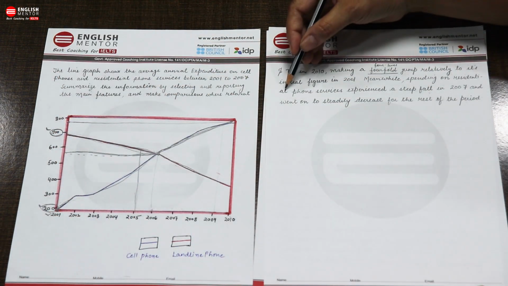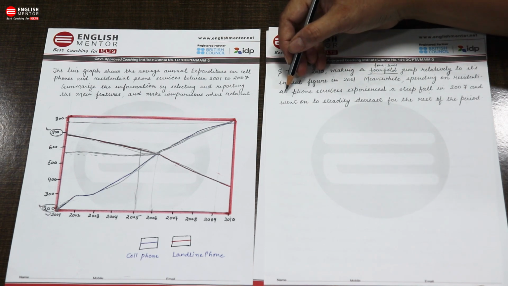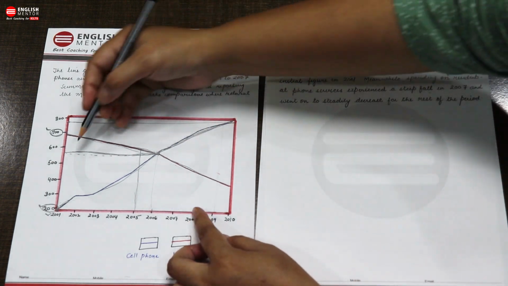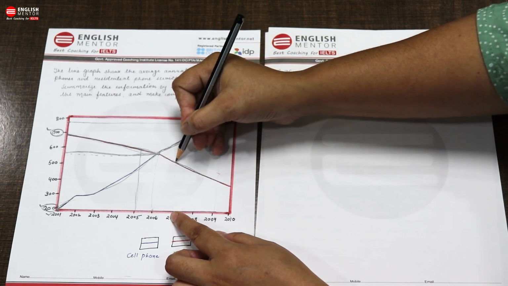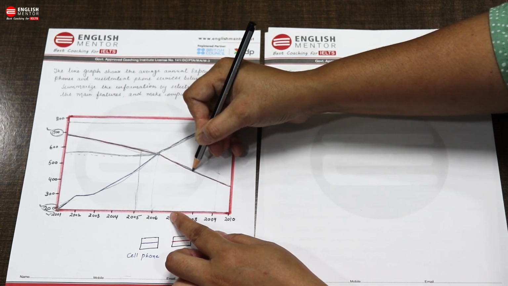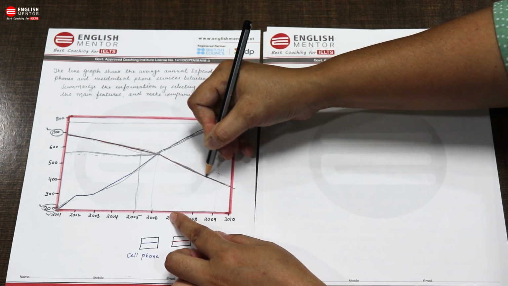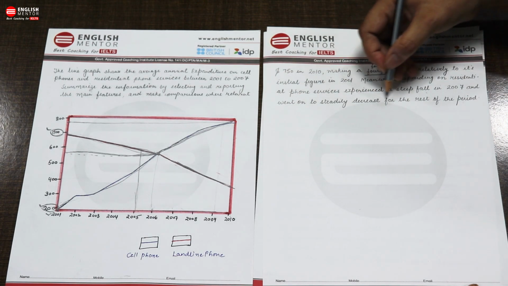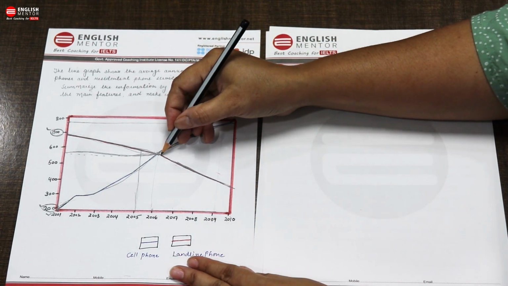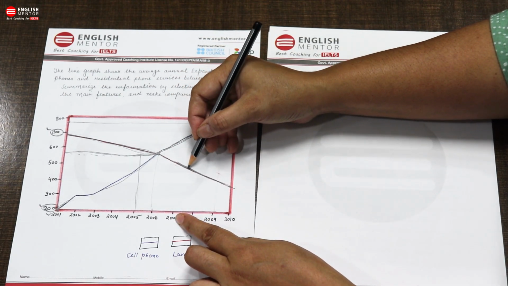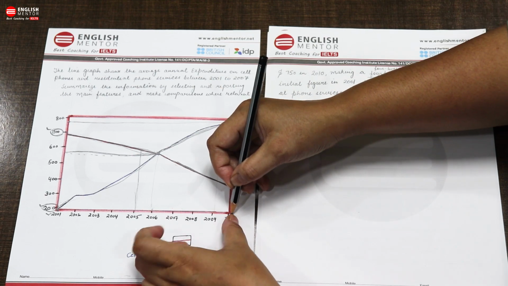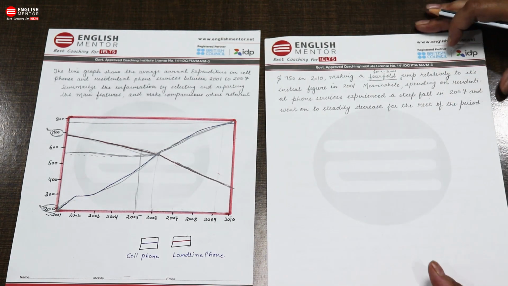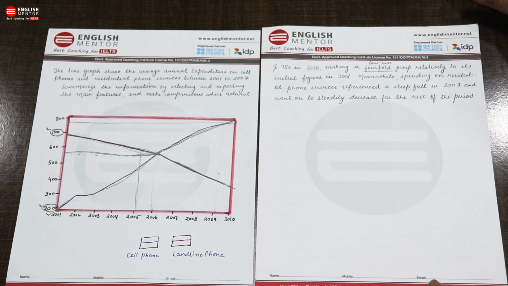Meanwhile, spending on residential phone services experienced a steep fall in 2007. From 2007 there was a steep fall in the expenditure on residential phone services, and it went on to decrease steadily for the rest of the period, from 2007 to 2010. So this was about the line graph, how we have compared the numbers using line graphs. Thank you.